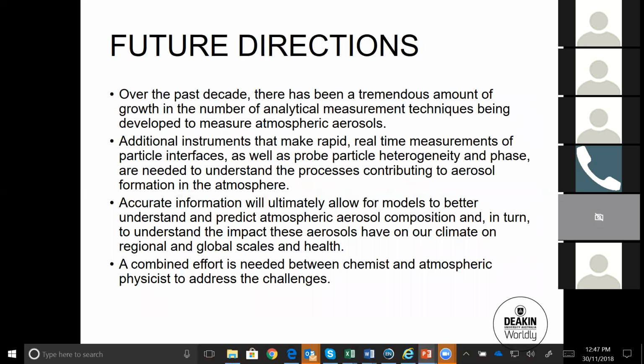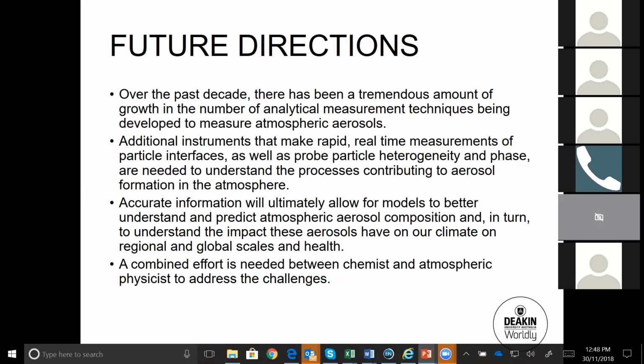I will finish with the future directions. Over the past decade, there has been a tremendous amount of growth in the number of analytical measurement techniques that are being developed to measure atmospheric aerosols, not just in the field of oxidative potential. We have different mass spectrometers that are doing the gas phase, that are doing the chemical composition of the particle phase, etc., even free radical ones. We have additional instruments that make rapid real-time measurements of particle interfaces, as well as particle heterogeneous phase measurements. They are needed to understand the processes that are contributing to aerosol formation.